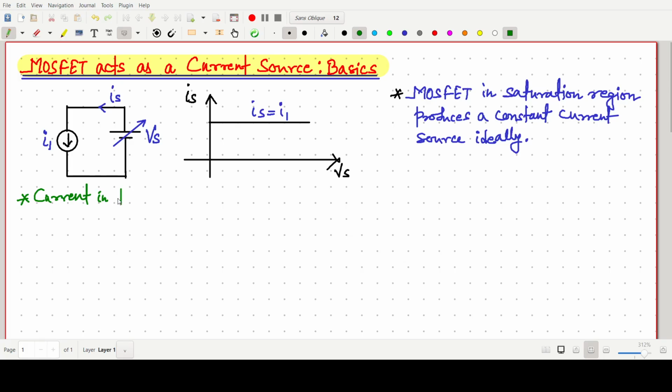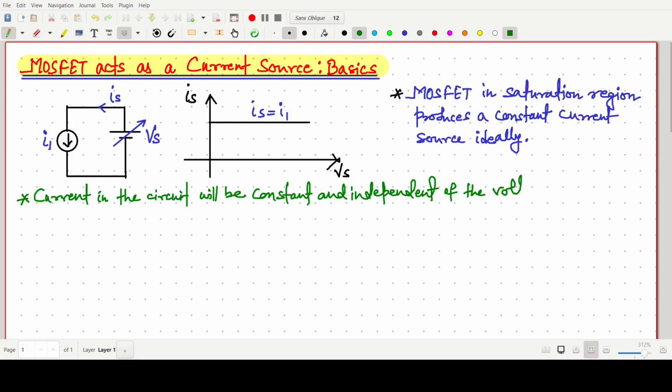So we can say the current in the circuit will be constant and independent of the voltage source. Even if we change the voltage source, the current will be the same. That is called our current source.